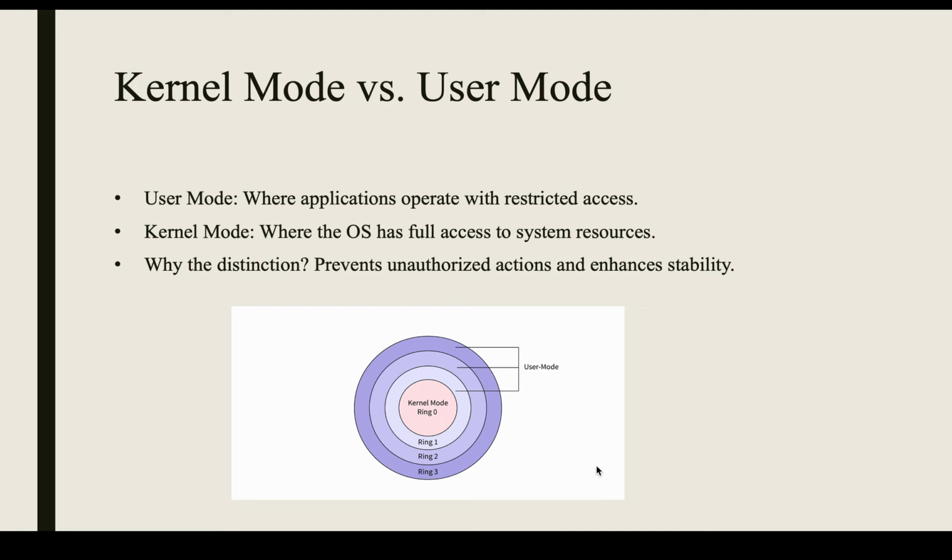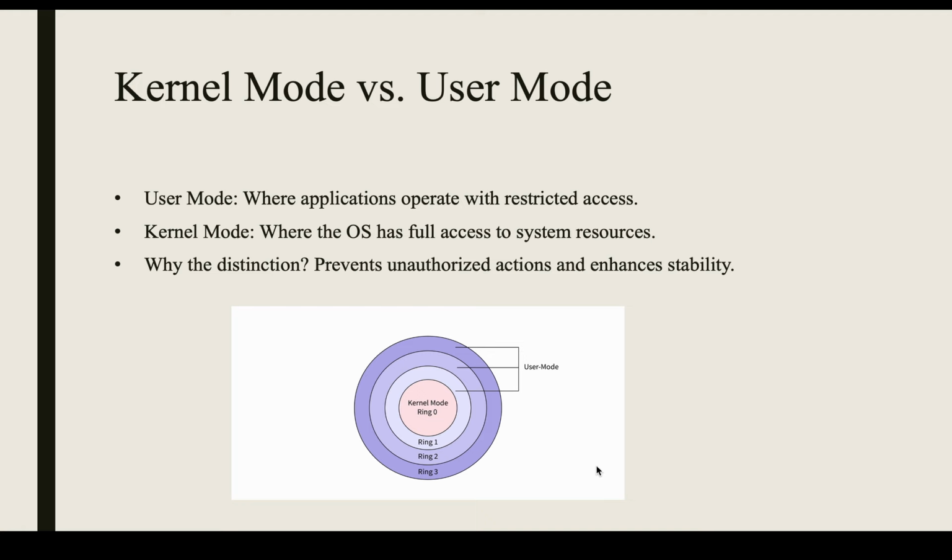For example, a web browser cannot directly communicate with hardware like the keyboard or disk. It must use a system call like read or write to request access, and the OS handles the request safely. Now coming to the kernel mode. Kernel mode has complete access to the system resources including memory, CPU and hardware resources. Only trusted system processes and the OS kernel can operate in this mode.